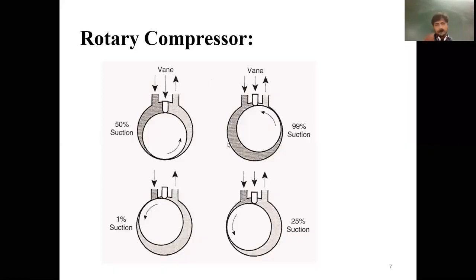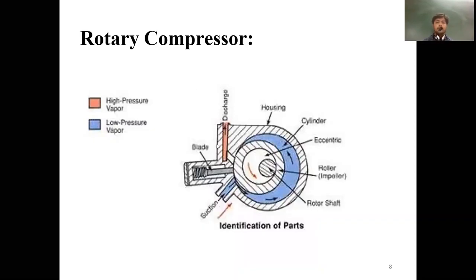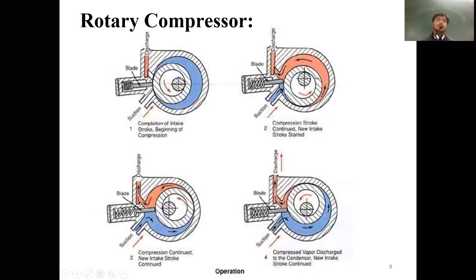These are the 4 processes which are shown in this figure. Okay, rotary type. This is a 3D diagram, or cross section, of the rotary compressor. Low pressure vapor and high pressure vapor are here. Suction takes place here, and during suction the rotor moves eccentrically to this side, and then it goes to the discharge side when it moves from here to here. So 4 processes are shown in this figure.